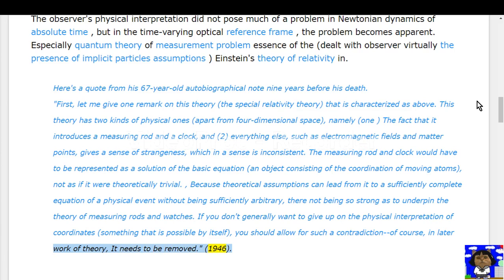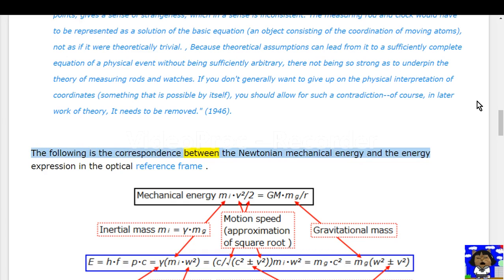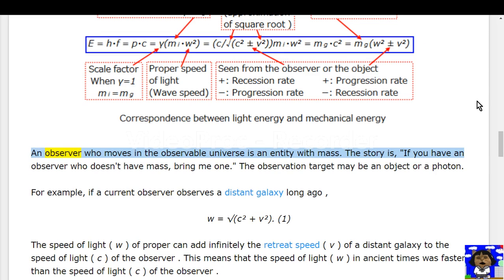1946. The following is the correspondence between the Newtonian mechanical energy and the energy expression in the optical reference frame. An observer who moves in the observable universe is an entity with mass. The story is, if you have an observer who doesn't have mass, bring me one. The observation target may be an object or a photon. For example, if a current observer observes a distant galaxy long ago, W equals square root of c squared plus v squared. 1.